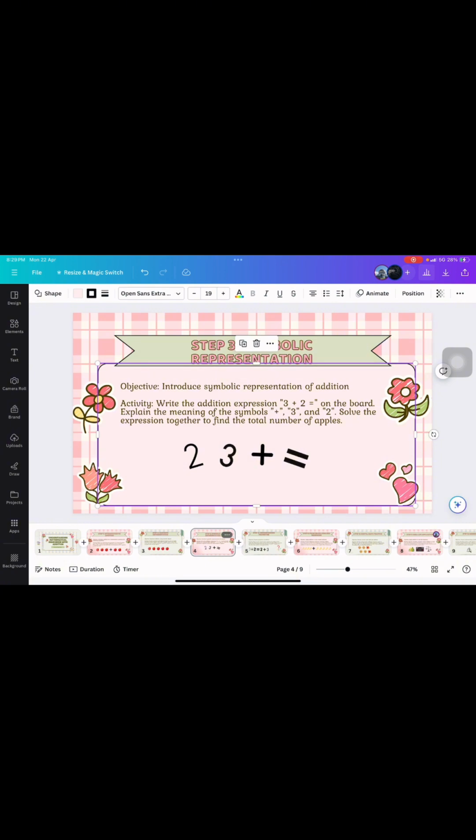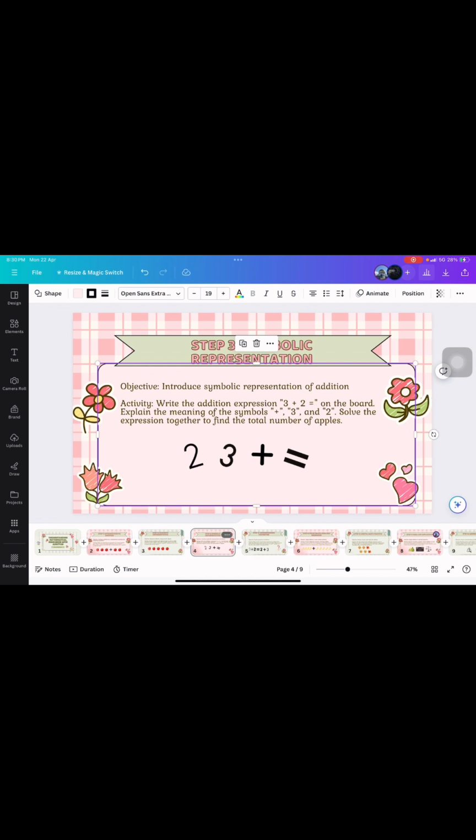Now let's break down what this expression means. The symbol plus represents addition. It shows that we are combining or adding quantities together. Point to the numbers and explain. The 3 represents the initial number of apples we start with, and the 2 represents the additional apples we bought. Now we solve this expression together. We are finding the total number of apples by adding 3 and 2. Write down the steps or count aloud as you add: 3, 4, 5. Emphasize the result, so we add 3 and 2 together.